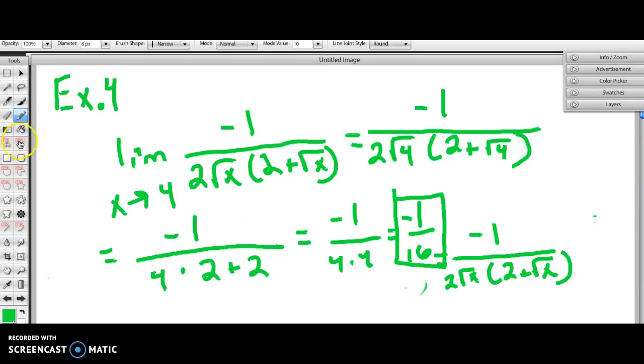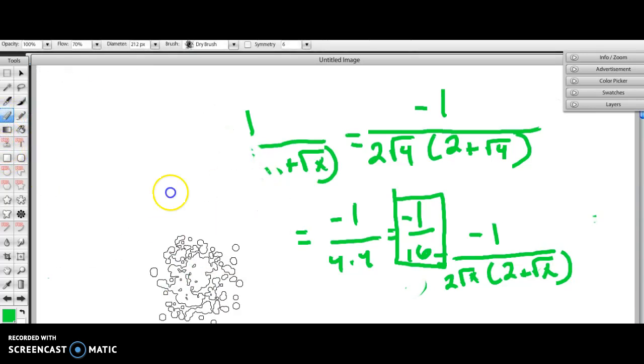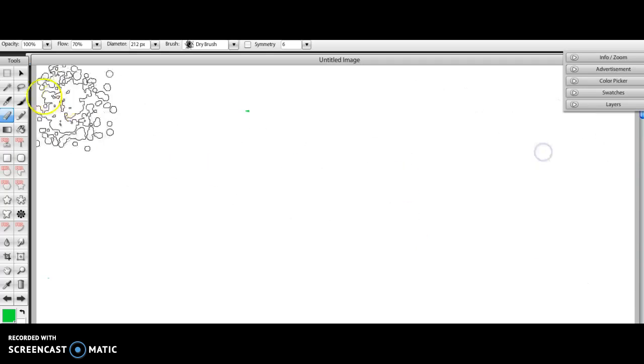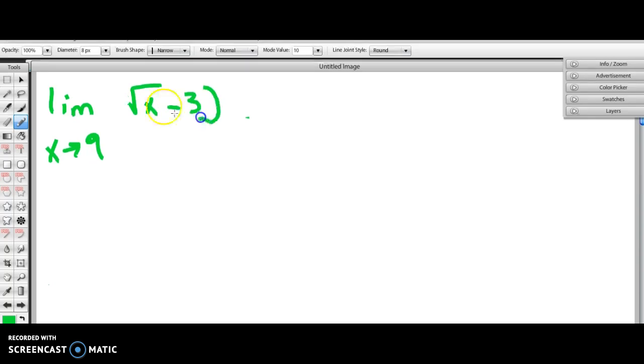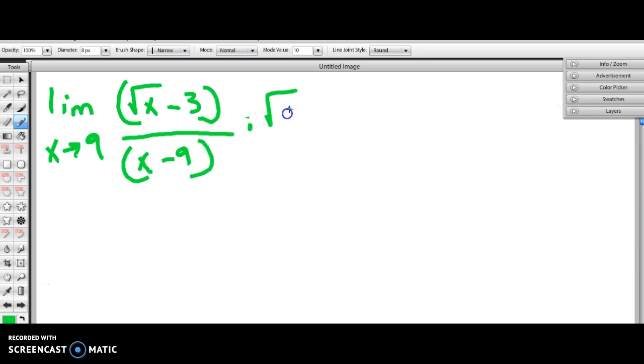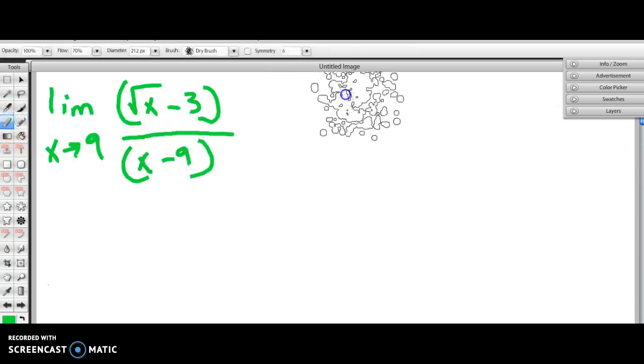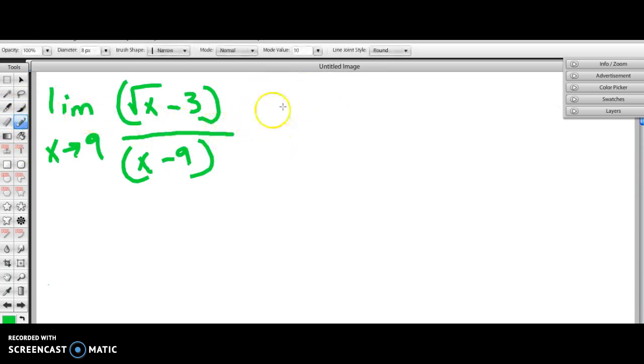All right, let's do another problem. All right, we have the limit as x approaches 9, square root of x minus 3 over x minus 9 times square root of x plus 3 over x plus 3. And actually the question is, this is actually the question right here. I already started the question.